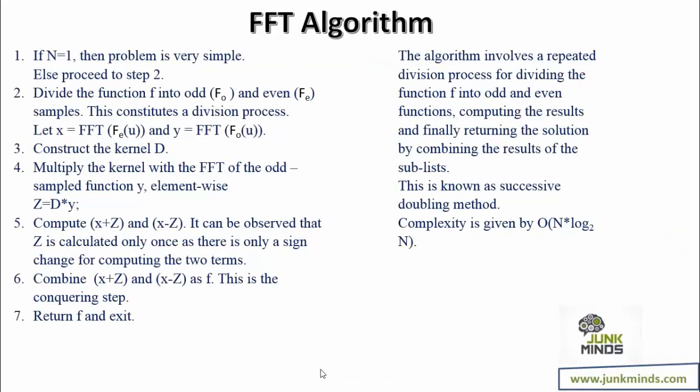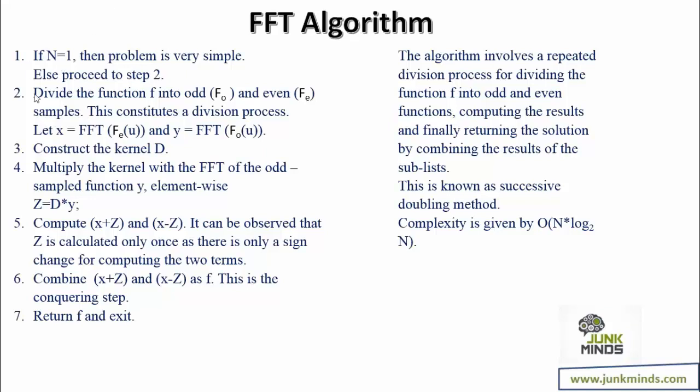Now let's see what is the fast Fourier algorithm. As I said earlier in the previous slide, m and n are the dimensions of the image. If the dimension of the image is 1, then there is no problem. That means the image is very simple and it can be done in one step. So if the dimension is 1, then we just finish it. But if the dimension is not 1, then we go to step 2.